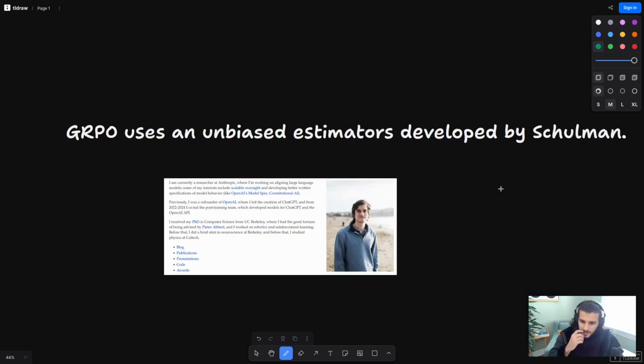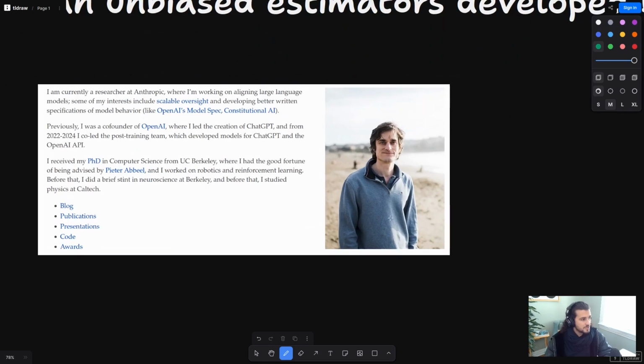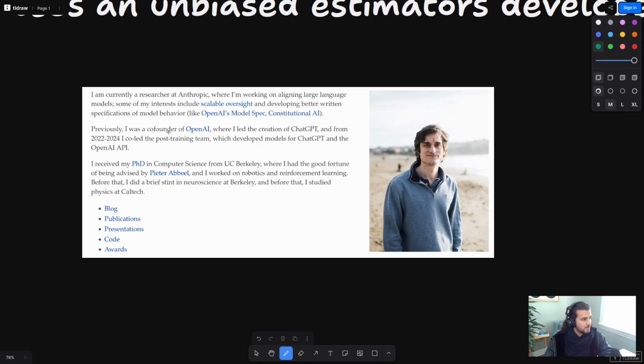In the paper, they are referencing Schulman, which is not a scientific paper. They're referencing a blog post from him. This person is one of the co-founders of OpenAI, right? And a pretty important researcher in the field. He was also a researcher at Anthropic. So it's in the blog section that we're going to see his contribution.